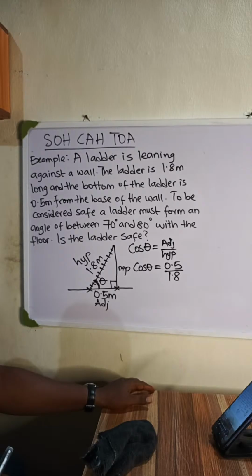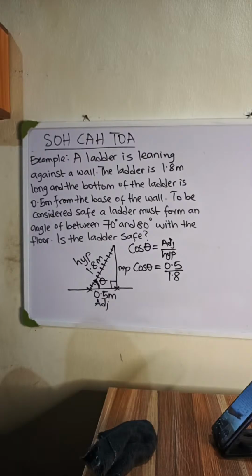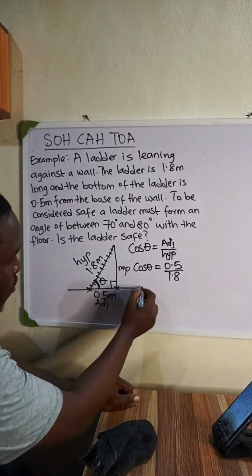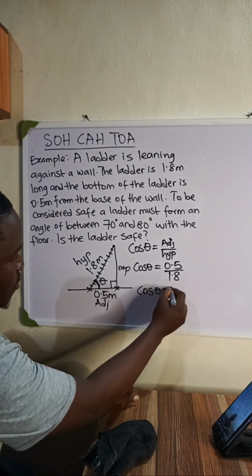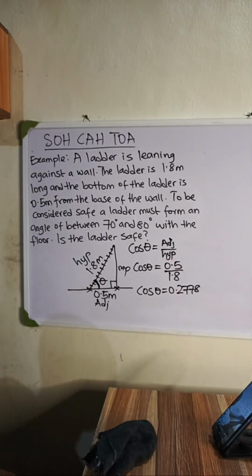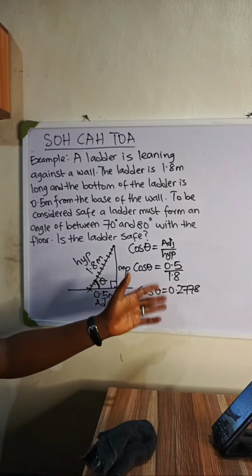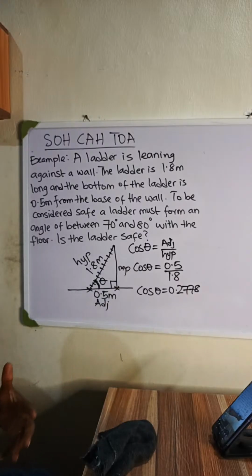Okay, someone is saying 0.5 divided by 1.8. Let me confirm with my calculator. 0.5 divided by 1.8 is 0.27778. So cos theta is equal to 0.2778. Okay, next we have cos theta is equal to 0.2778 or 0.28, anywhere you want to shorten it.